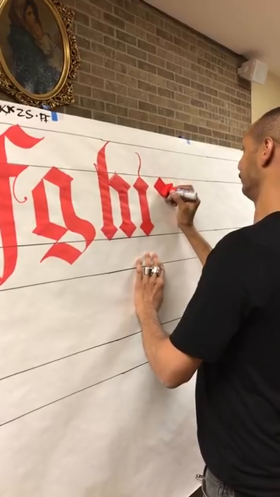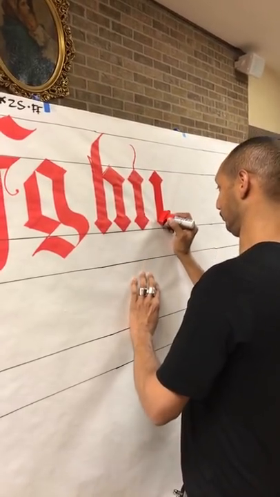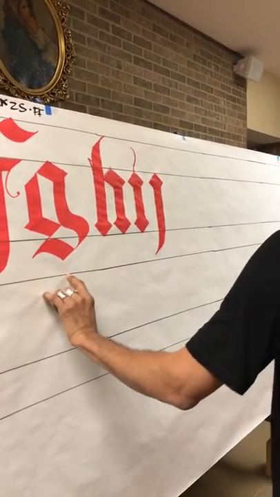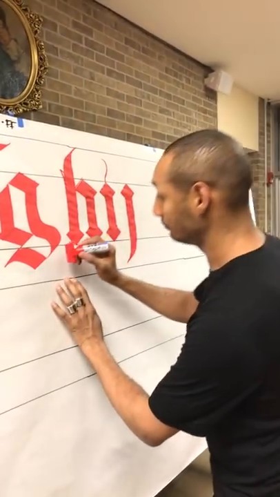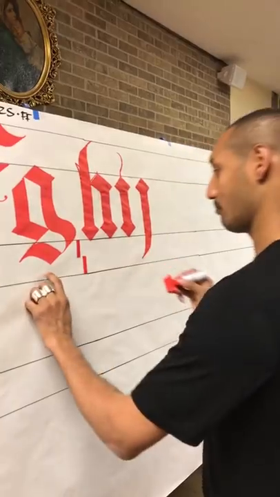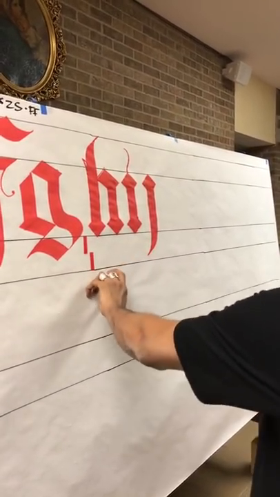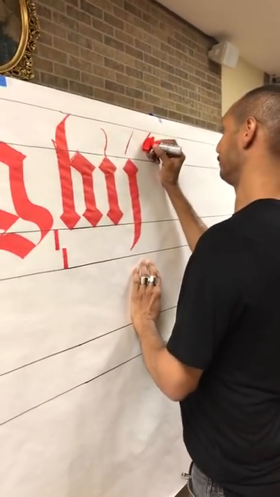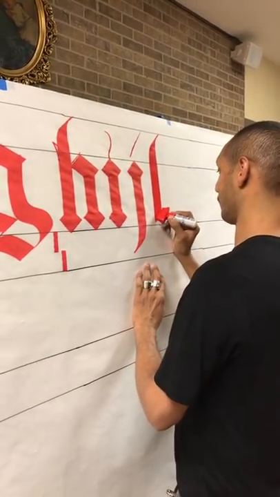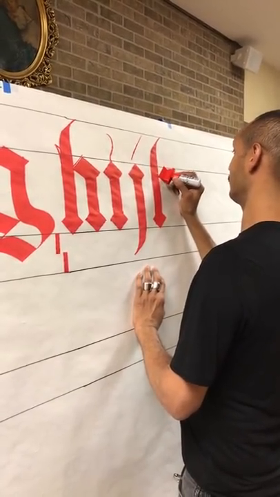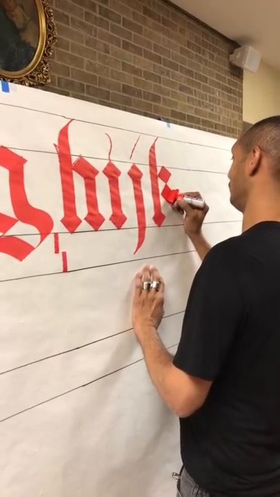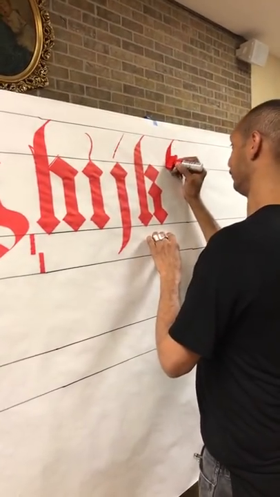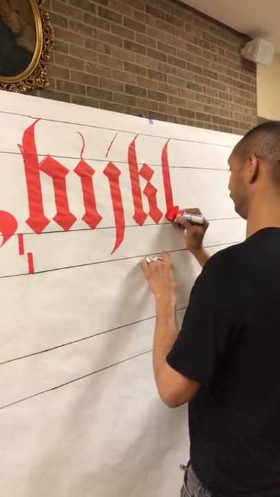J. Now, the descenders don't necessarily have to go too far below. One is enough. So we've just gone a little bit, so we're not touching that next line. K. And one, and two, and three, and four, and five, and six. L. M.